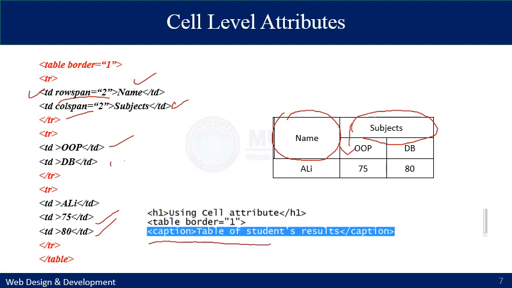Here is an example of a caption. It will be displayed on the top of the table. That is the table of student results.